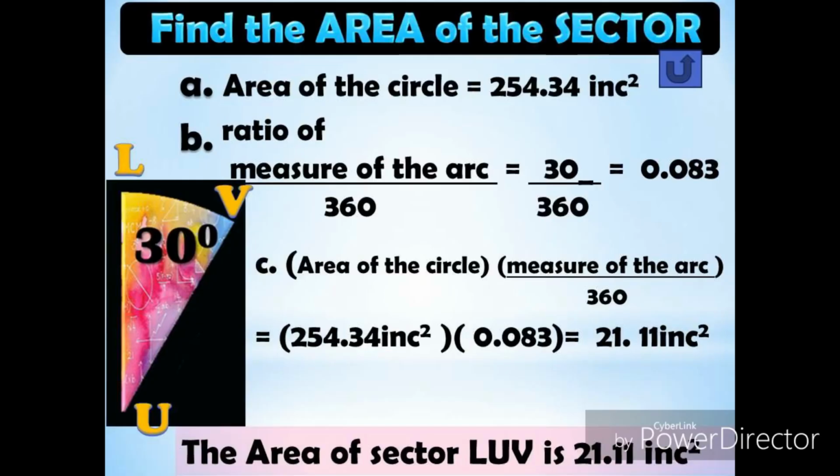Since we already know the area of the circle, we will follow the second step, to find the ratio of the measure of the arc over 360, which is again the measure of the arc, 30, over 360, and 30 divided by 360 is 0.083.